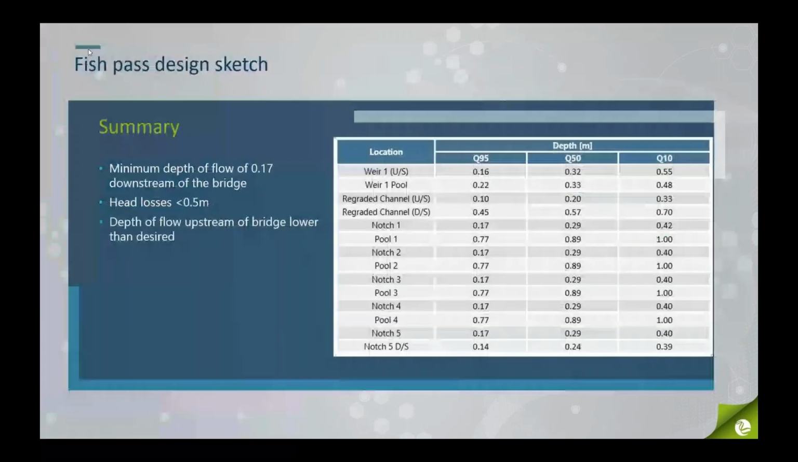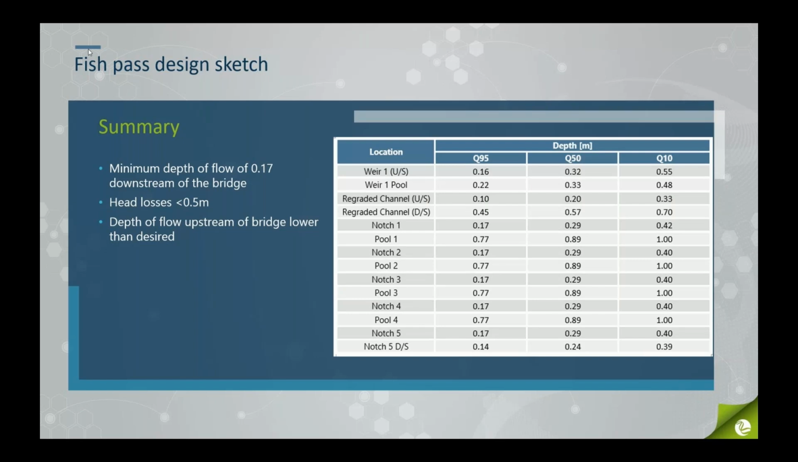So this is a summary of the results. If we look at the depth of flow, we can see that downstream of the bridge, we've got a minimum depth of flow of 0.17 meters in the Q95, and then that increases to 0.29 meters in the Q50. So reasonable results for fish passage. The head losses are all less than half a meter, which again, is good for fish passage.